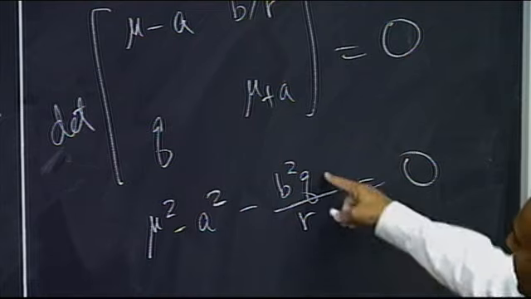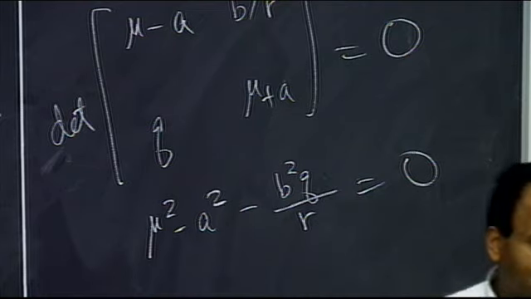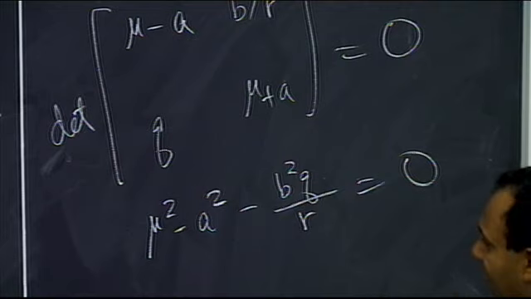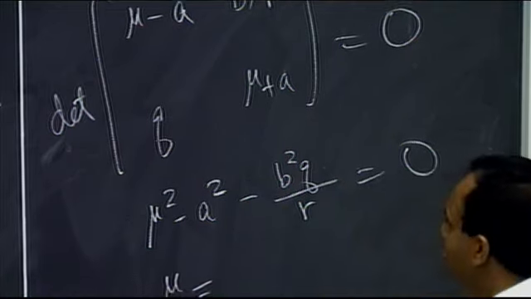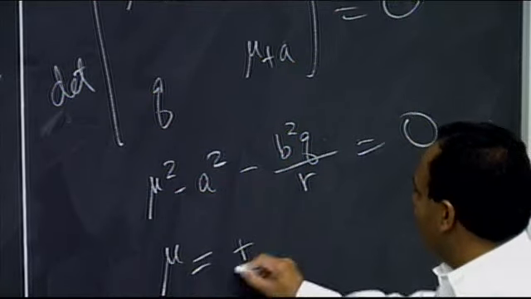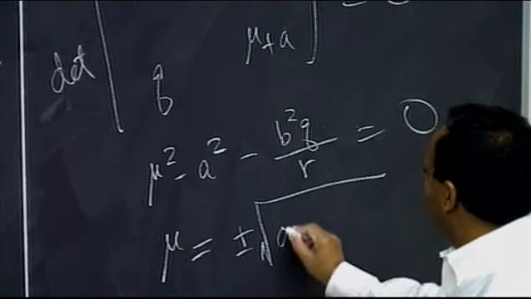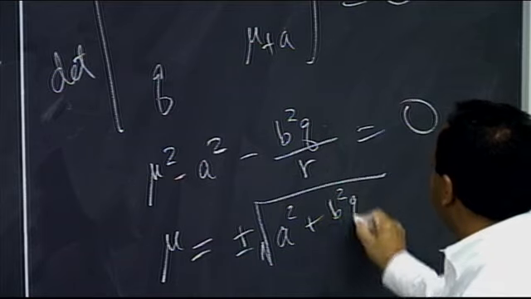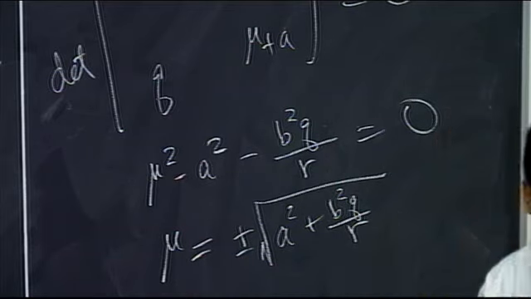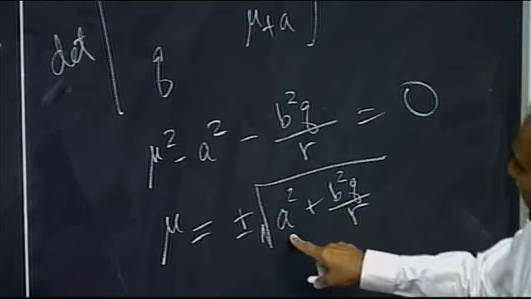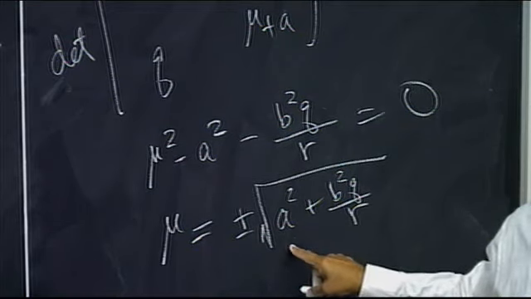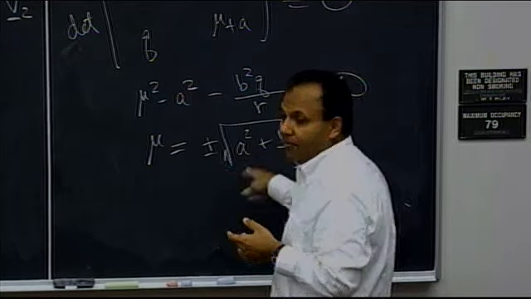I said q and r are both positive. There's a reason why I said that, because otherwise this may not necessarily work out. So what's mu equal to? Well, it's equal to plus or minus the square root of a squared plus b squared q over r, right? Now, a squared is definitely positive. It doesn't matter what a is. It could be 0 if a is 0.